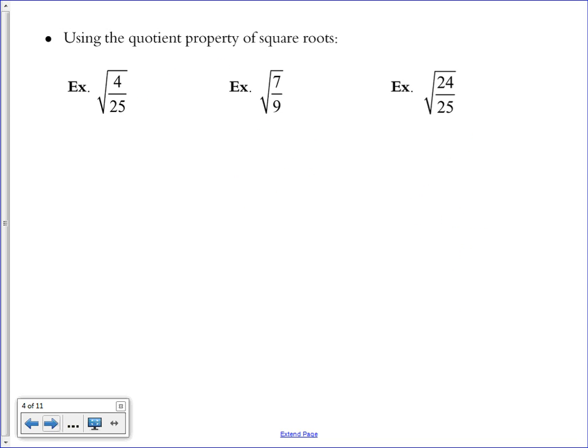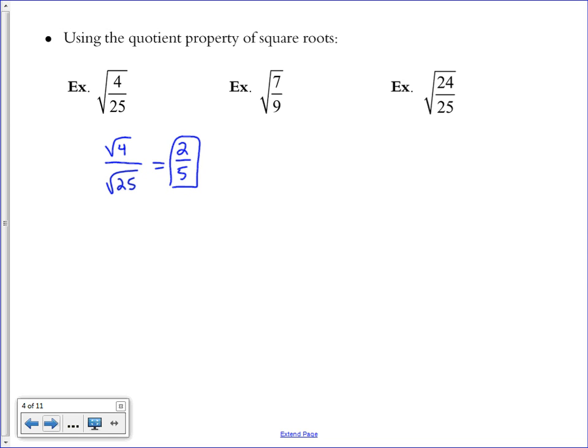Another property of square roots is the quotient property, which is similar. It says that if you have the square root of a quotient, you can separate it into the square root of the numerator divided by the square root of the denominator. The square root of 4 is, of course, 2, and the square root of 25 is 5. So if you have two perfect squares, then your answer is just this fraction.